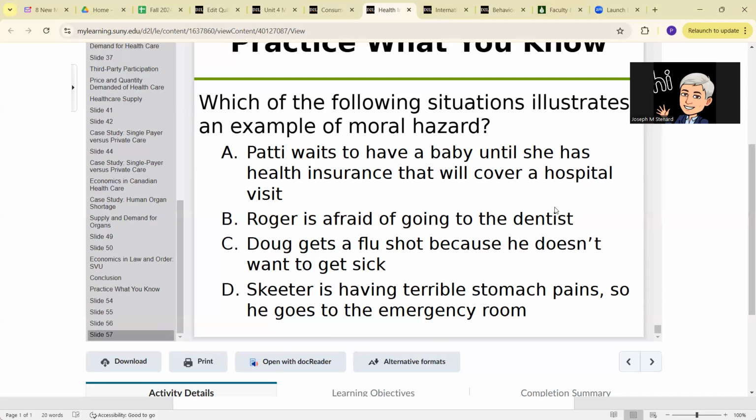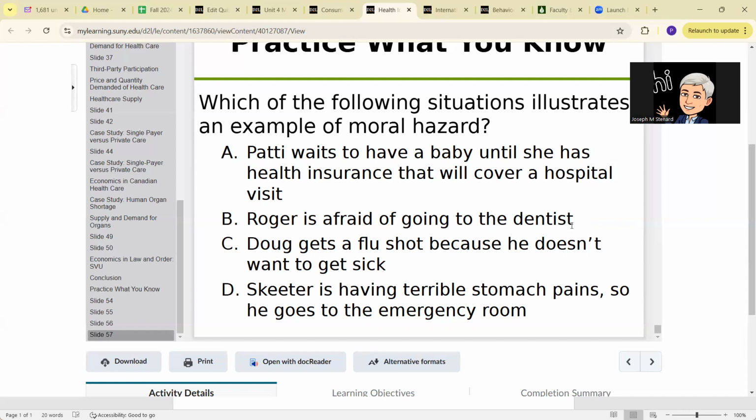So we're going to see if there's another example here. If it's not the banks, it'll be something else. Patty waits to have a baby until she has health insurance that will cover a hospital visit. Maybe, right? So she doesn't want to take the risk until she has the insurance. So what we see is she's behaving one way without insurance and acting another way with insurance. So that's kind of an example of moral hazard.